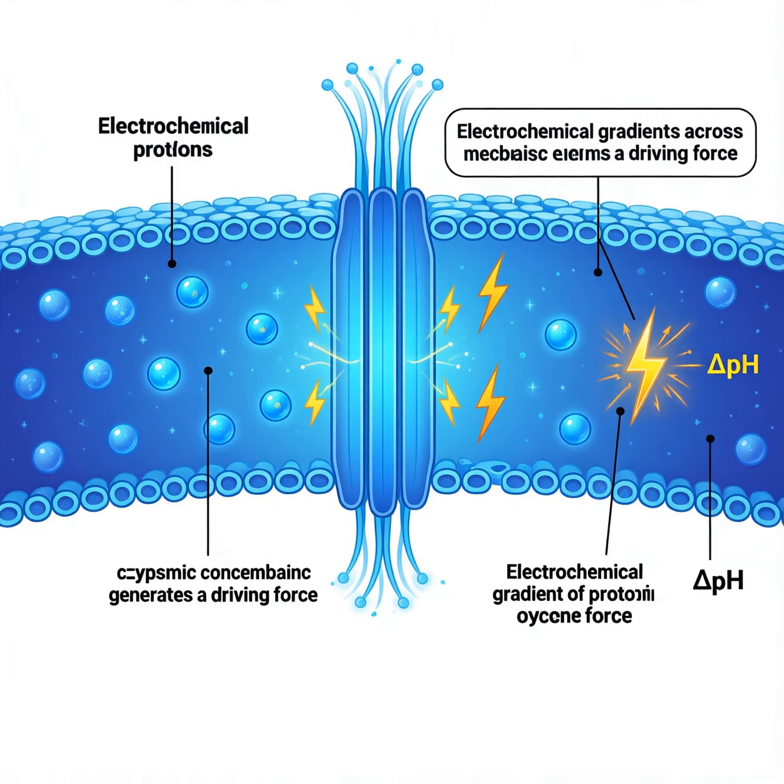Together these gradients form an electrochemical potential that can be quantified as Δp equals ΔΨ minus 2.303 RT/F ΔpH. When protons flow back into the cell through specialized channels, they release stored energy. This proton flux drives conformational changes in the motor's stator units embedded in the inner membrane.